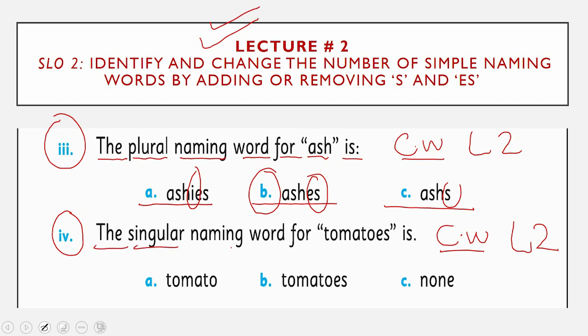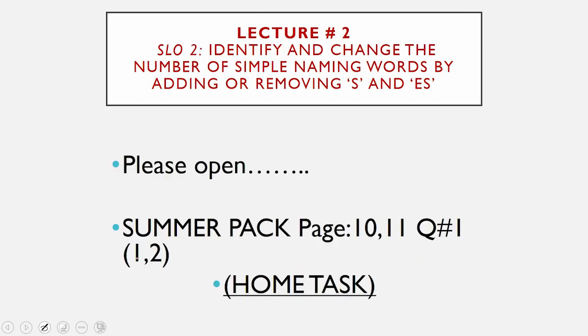The singular naming word for tomatoes is it the same, tomatoes? None or tomato? The option is A, tomato.